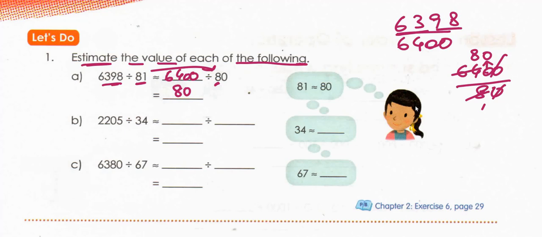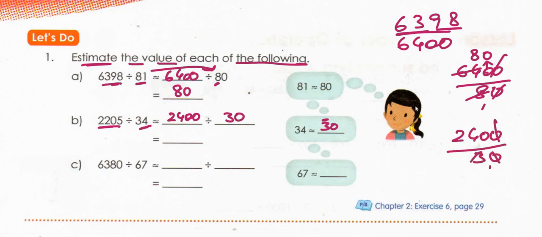Similarly, this 34, if you take the nearest value, it is 30. What happened? The approximate value is 30 if you take it. You just check this number. If you write down 2400, then it is very easy. That is 2400 divided by 30. 3 8s are 24, and you get 10. So it becomes 80.